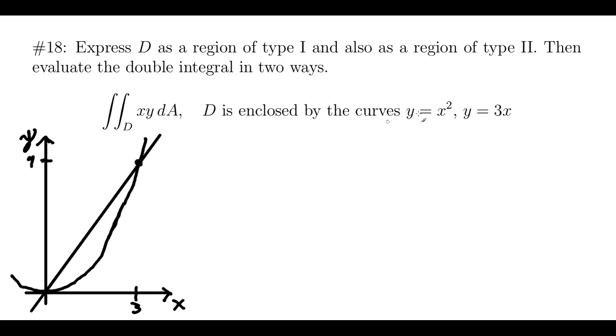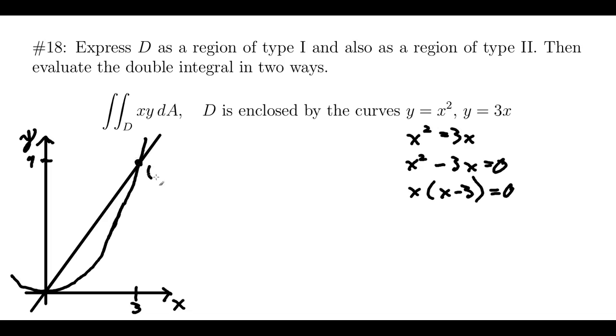to find intersection points, and these can easily be done algebraically, right? If y equals x squared and y equals 3x, we have x squared equals 3x. If you treat that as a polynomial equation, x squared minus 3x equals 0, x times x minus 3 equals 0, so that means that x would be 0, where we know that there's an intersection at the origin, or 3.